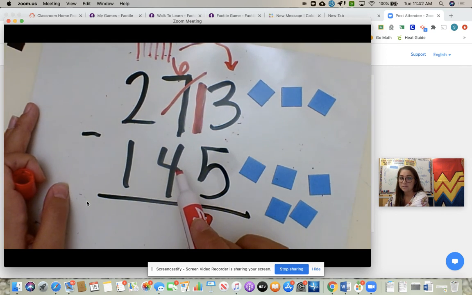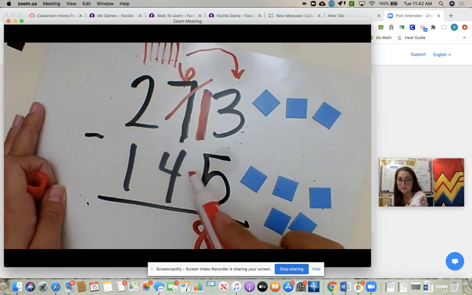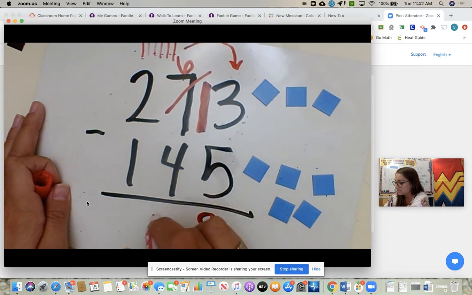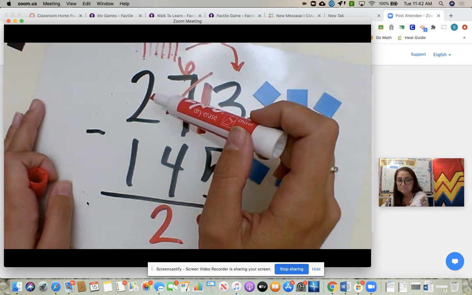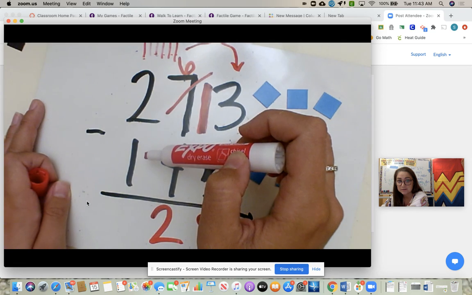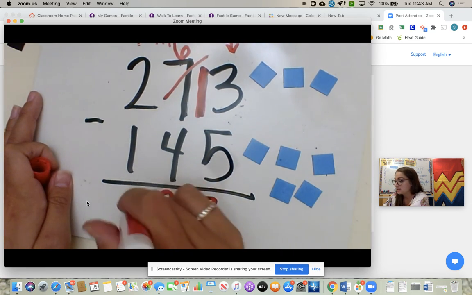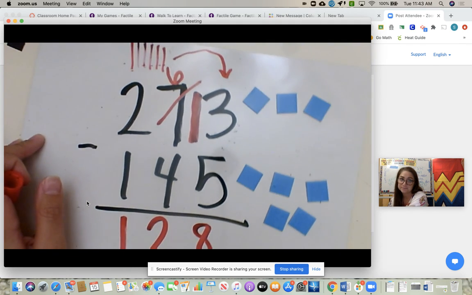Then you move over to your tens place. 6 subtract 4, can you do that? Is 6 greater than 4? It is, so you can subtract. So 6 subtract 4 is 2. You move over to the hundreds. 2 subtract 1. 2 is greater, so you can subtract. 2 subtract 1 is 1. So our answer is 128.